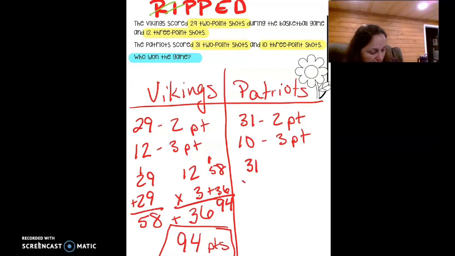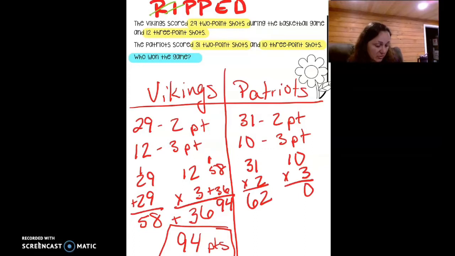So 31 times 2, let's see, 2 times 1 is 2. 2 times 3, let's see, 2, 4, 6. There we go, 62. So that's 62 points. And then I've got 10 times 3, or 10 plus 10 plus 10. I could skip count by 10 3 times. Let's multiply, just because multiplying by numbers with zeros, that's kind of easy, huh? So we're going to say 10 times 3. 3 times 0 is 0. 3 times 1 is 3.